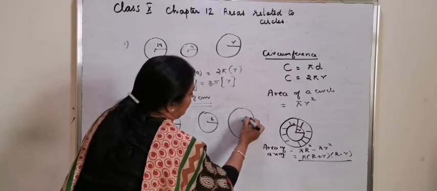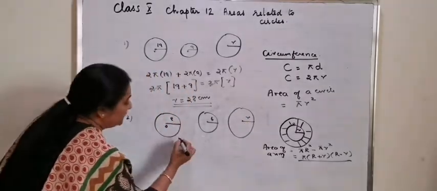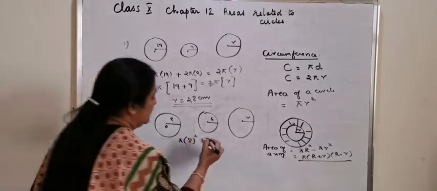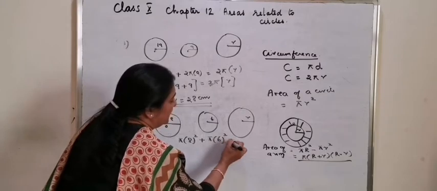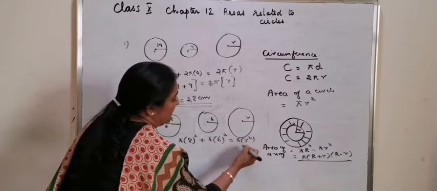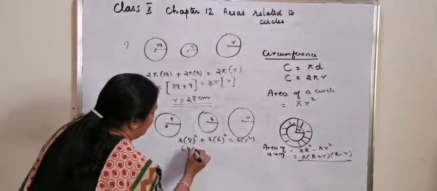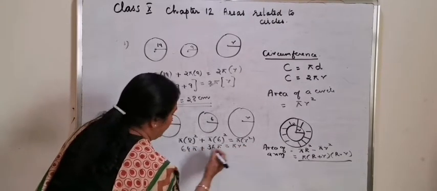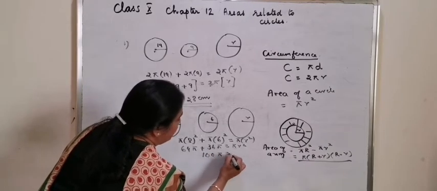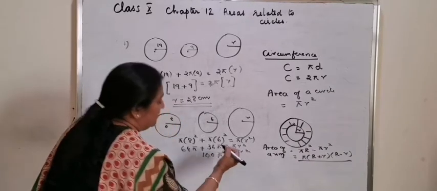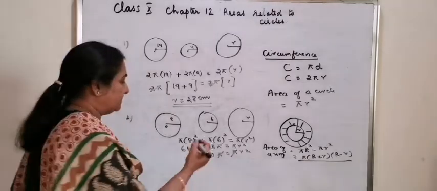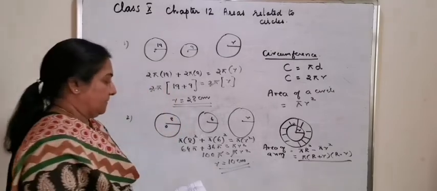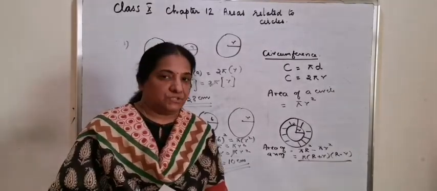Let the radius of the circle be r. What is the area of the first circle? Pi into 8 square plus pi into 6 square is equal to pi r square, or 64 pi plus 36 pi is equal to pi r square. 100 pi is equal to pi r square. Equal quantities are getting cancelled, so r is equal to 10 centimeter. That is question number 1 and 2.